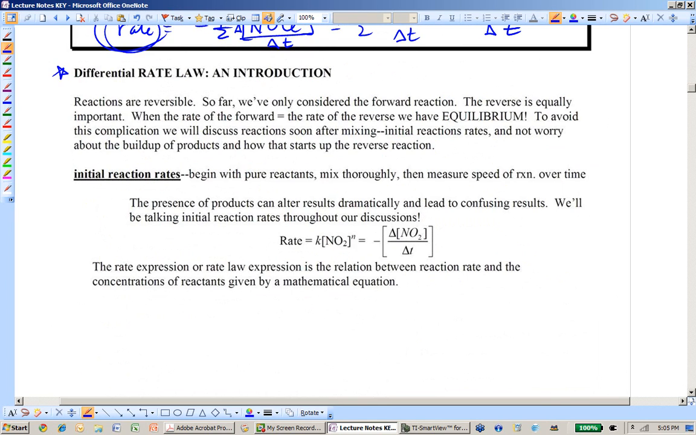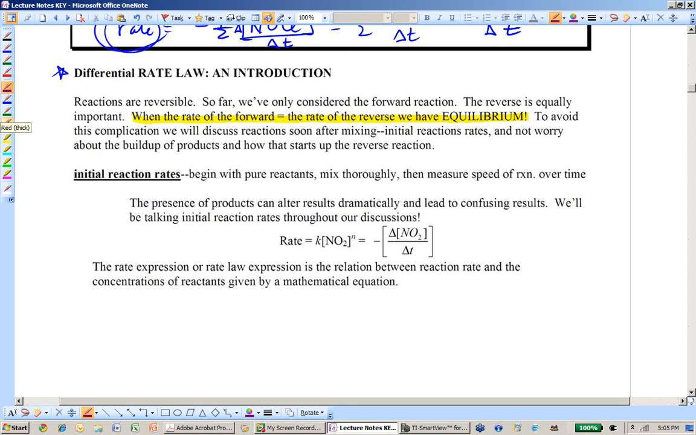This is what I really want to get through, and I'm doing pretty good. I'm about halfway there. Reactions are reversible. Yeah, we've established that. So far we've only considered the forward reaction, but the reverse is equally important. And the truth is that when the rate of the forward reaction is equal to the rate of the reverse reaction, we have achieved equilibrium. That would be your next major unit of study, because, you know, we like segues like that. And so you need to know that definition. Sooner or later, your choice.